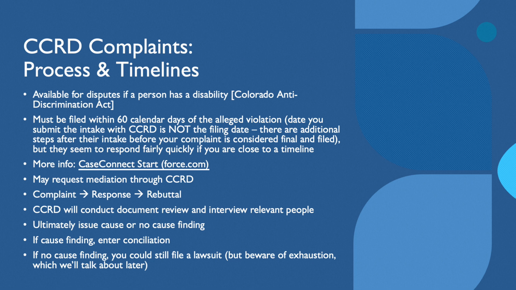If there is a cause finding, there is mandatory conciliation, which is like mediation, but not voluntary, and the complainant has a little more leverage since there has been a violation finding. If there is a no cause finding, you could potentially still file a lawsuit, but you need to be aware of the exhaustion requirement in education cases, which could preclude you from doing this until after you go through the due process procedures that we previously talked about.